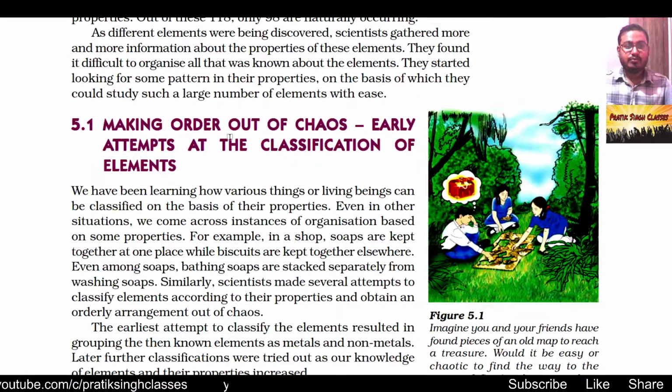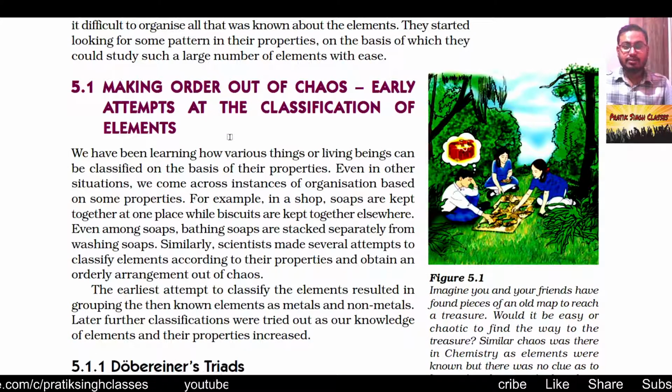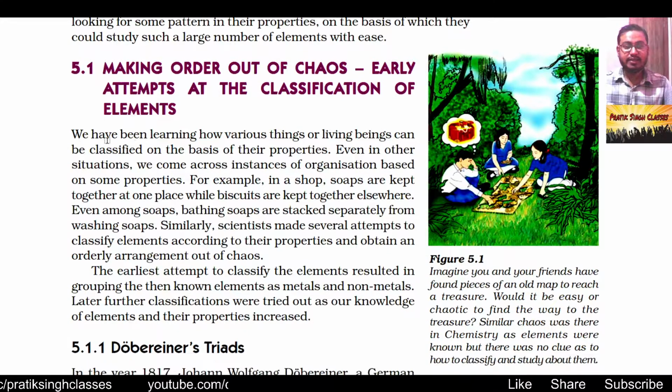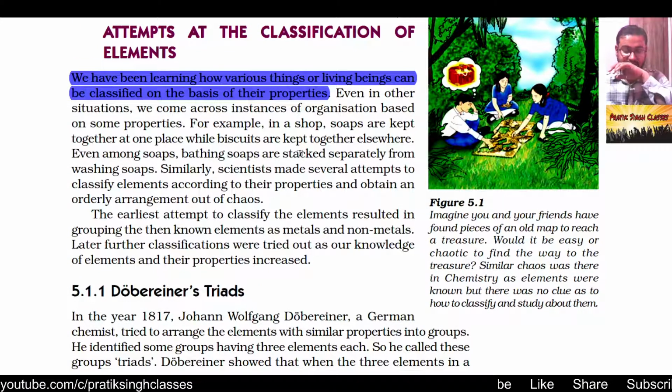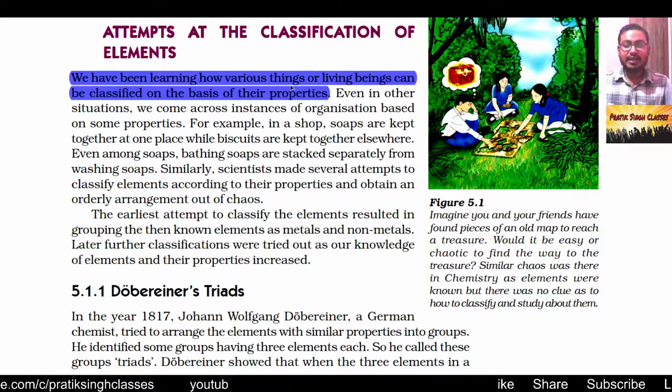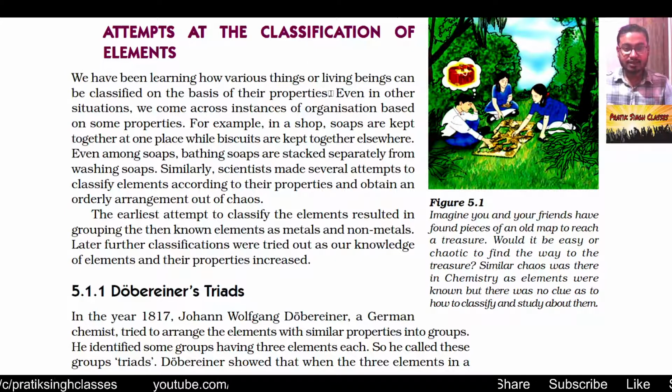Alright, section 5.1, Making Order Out of Chaos: Early Attempts at the Classification of Elements. We have been learning how various things or living beings can be classified on the basis of their properties. In biology, when we study diversity, we will see how living organisms are classified into different groups. But here we will talk about the chemistry part, that is, how elements are classified in a group or in a period according to their physical and chemical properties.